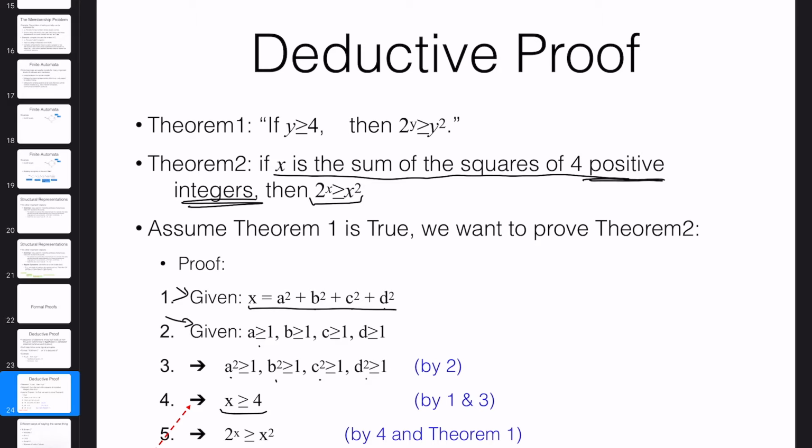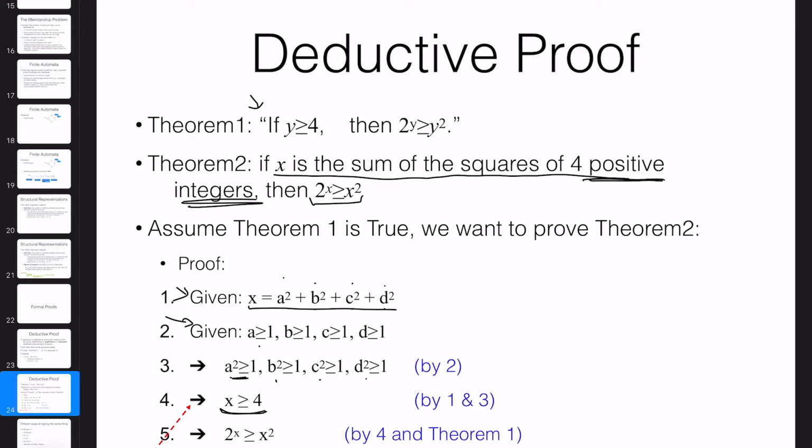By adding all of these numbers, you reach X, and reach the fact that X is going to be greater than 4. You can conclude this from 1 and 2, right? X is the summation of A power 2, B power 2, C power 2, D power 2, and all of these are going to be greater than or equal to 1. So the summation of them is going to be greater than or equal to 4, okay? And using theorem 1, which we know is true, we can now conclude that 2 power X is greater than or equal to X power 2.